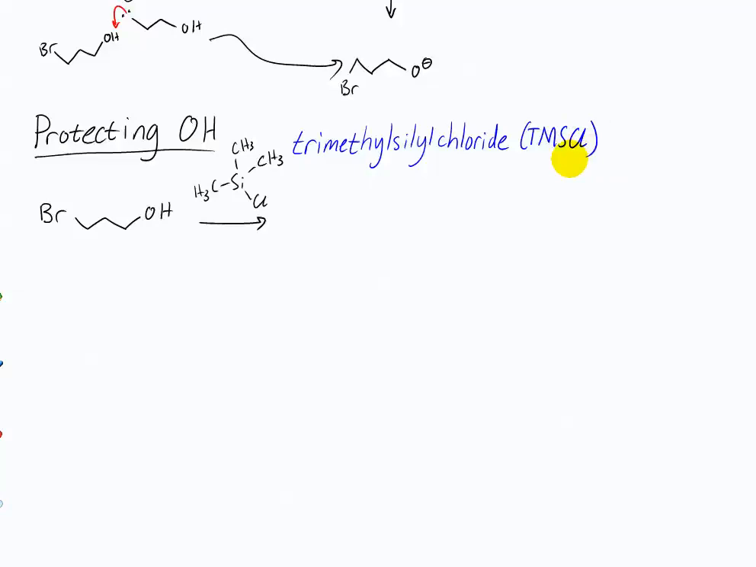TMSCl. Now, silicon has various interesting properties. It's similar to carbon, but not entirely the same. And one thing it does is it has a particular affinity for oxygen, so it will bond preferentially to oxygen over many other atoms. And it does basically substitution chemistry. And you have to do this in the presence of base, usually triethylamine is a common one, or sometimes pyridine. And you end up with this molecule.